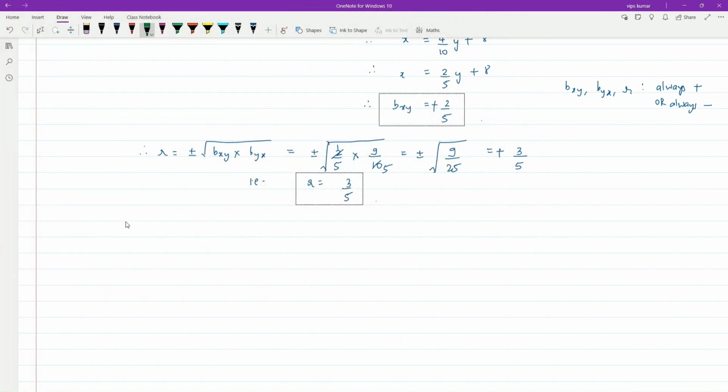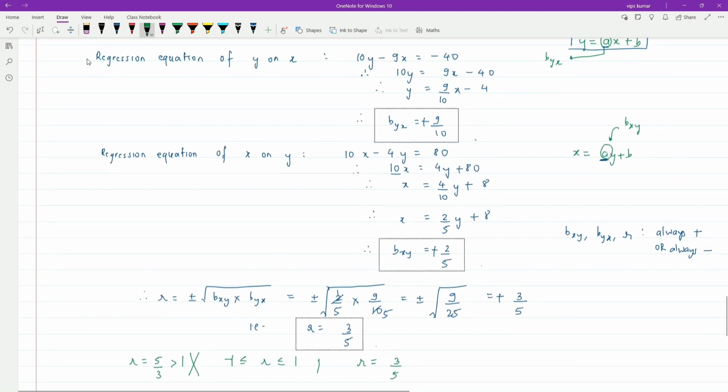At times it may happen that we get the value of r, say something like 5 by 3, which is bigger than 1. And we know that this is factually incorrect since the r value lies between positive 1 and negative 1. So this is definitely wrong. In that case, we make a simple adjustment and we take the reciprocal to be the r value and we will rewrite r as 3 by 5. Now moving on to the next part.